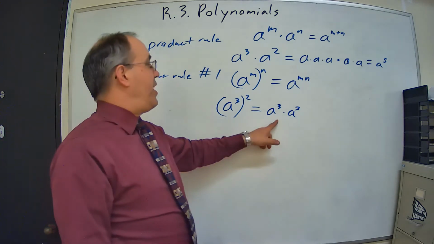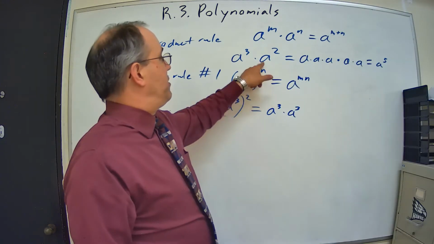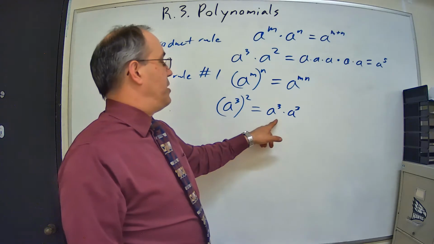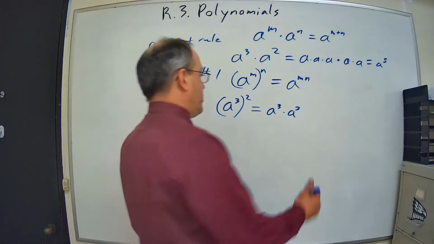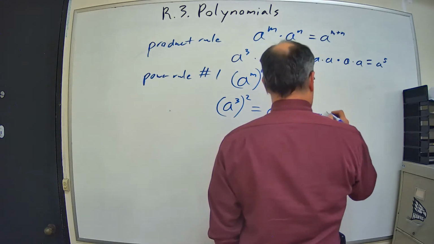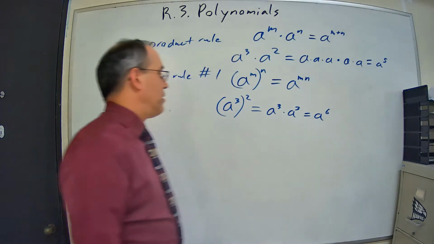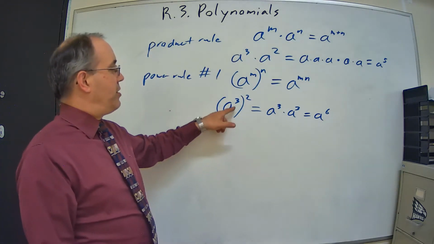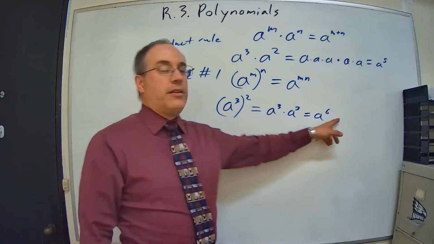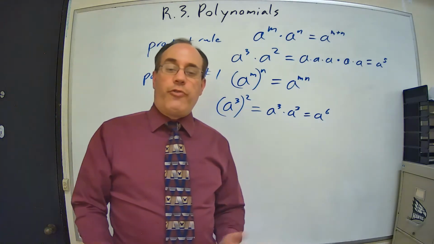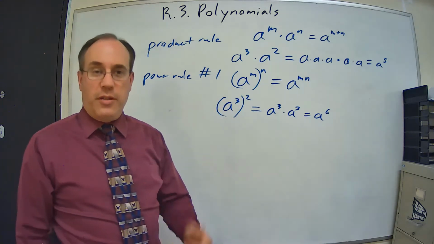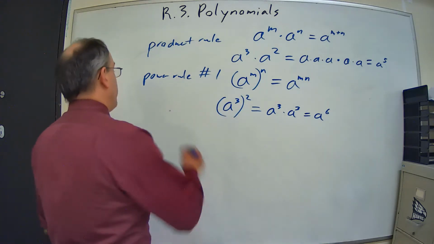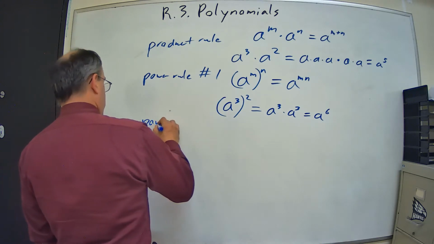Well, once we have that, that's just going to be the sum of those powers. So it's equal to a to the 6th, or if we look, a to the 3 times 2 is 6. So that's our first power rule. A power raised to a power, you multiply those powers. Power rule number 2.